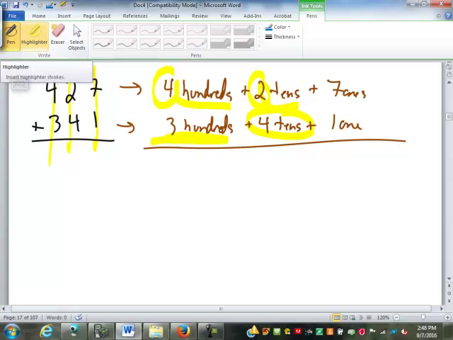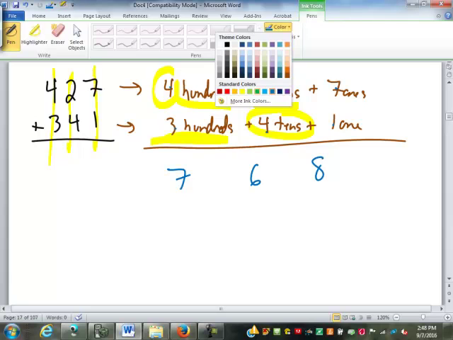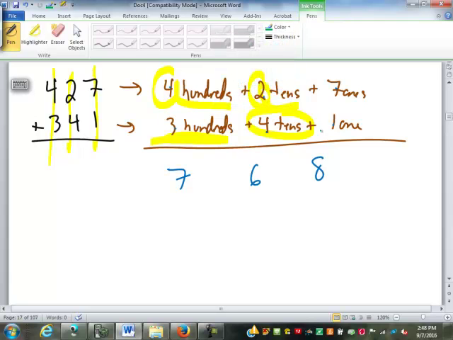So once they're lined up, we can just go ahead and add down the columns. 4 plus 3 is 7. 2 plus 4 is 6. 7 plus 1 is 8. Now, some of you might be looking at that thinking, he did something weird there. Can anybody tell me what it is? There it is. I went backwards. I started on the left, and I went to the right.